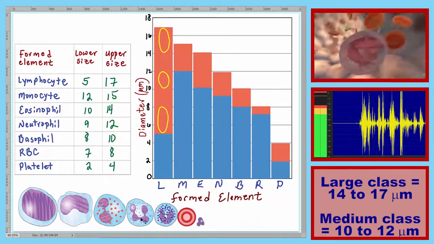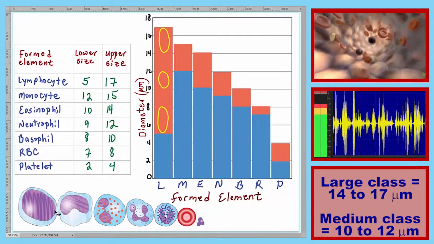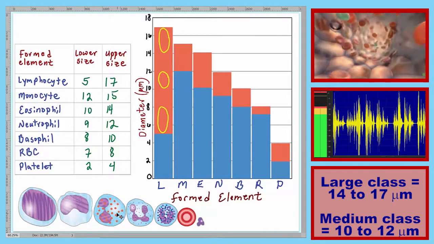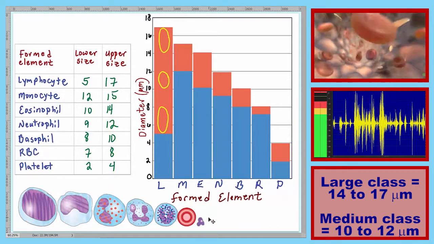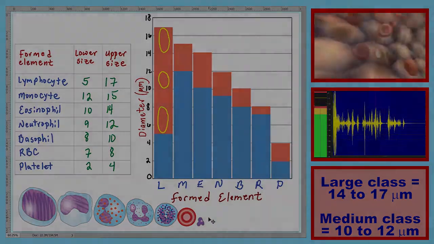And so shown here are the different formed elements sized relative to one another, so you can see how the sizes compare. So we have our lymphocytes, monocytes, eosinophils, neutrophils, basophils, red blood cells, and platelets. And so this concludes our discussion of the sizes of the different formed elements, and that completes this lecture. I hope that you learned a lot.